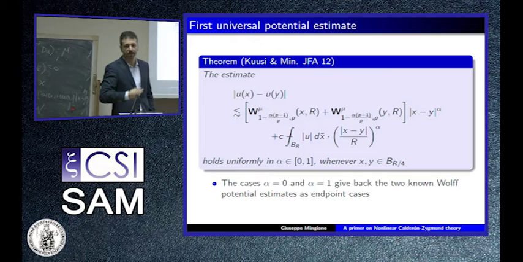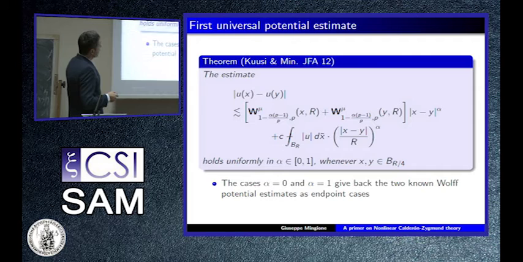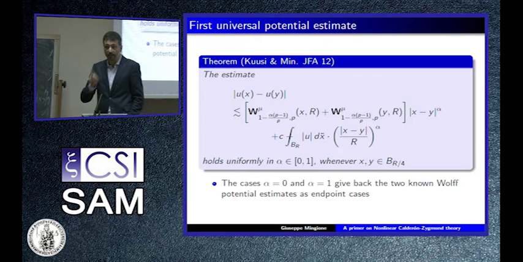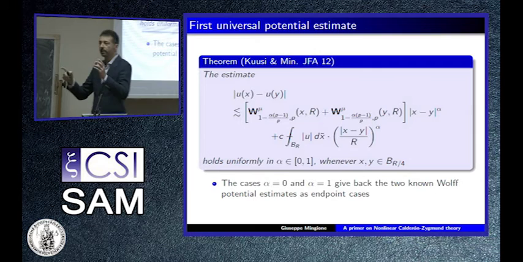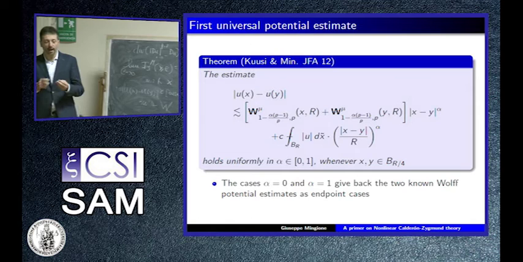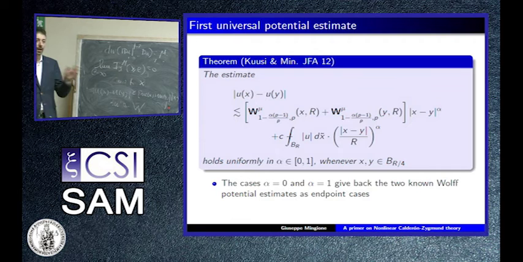So you see, this estimate goes from 0 to 1 uniformly. It catches up the sharp estimate of Kilpeläinen and Malý when alpha is equal to 0. It doesn't catch the sharp Riesz potential estimate because it cannot for alpha equal to 1, because you get a Wolf potential, but it catches up the other borderline in the family of Riesz potentials. So this estimate also shows that the gradient estimate and the estimate for u are two particular borderline cases of a universal family of interpolating estimates that control all types of oscillations in between.